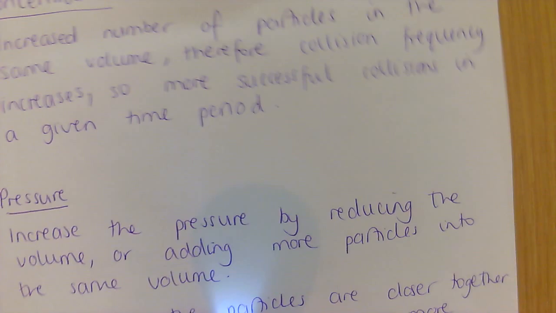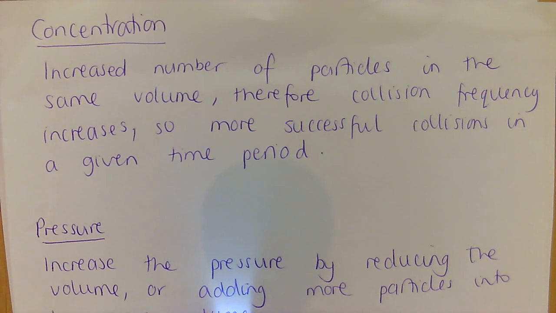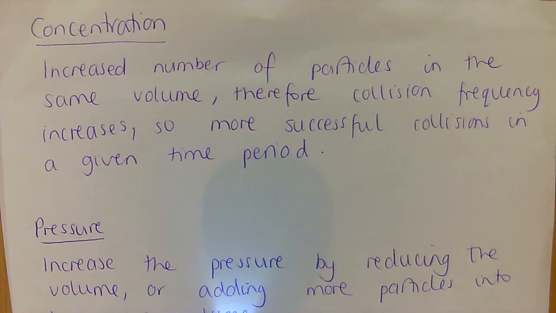Right, so concentration and pressure. This is a review from GCSE. So if you increase the concentration in a chemical reaction, what you're doing is putting more particles in the same volume. That means the particles are more crowded, and that means the collision frequency increases. They're going to collide with one another more frequently because they're more crowded. And that means that there are more successful collisions per second.